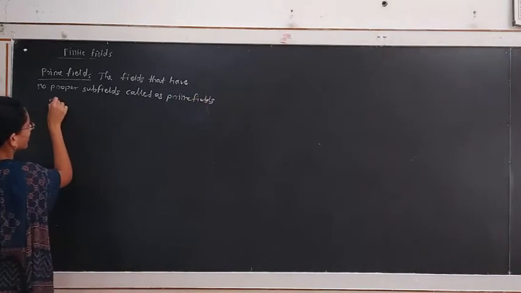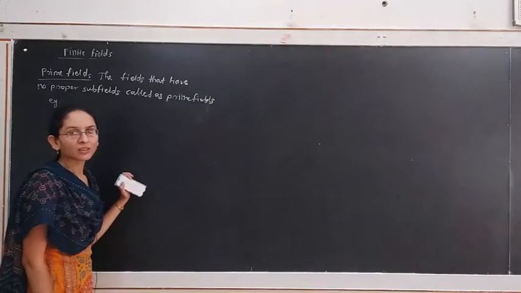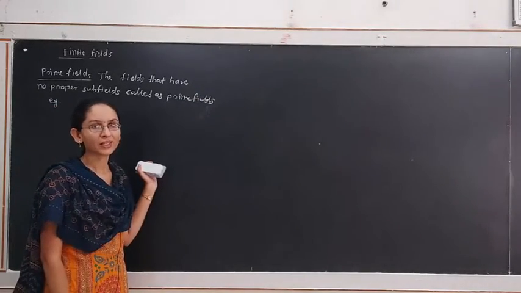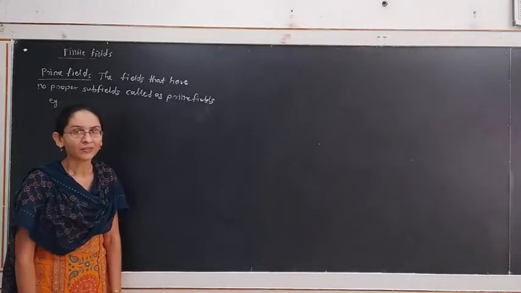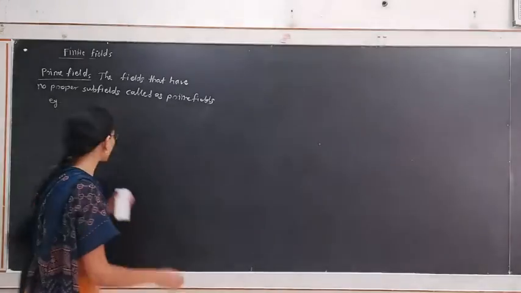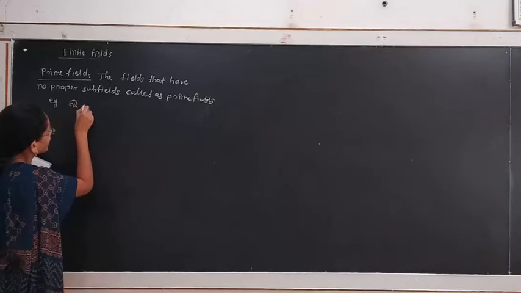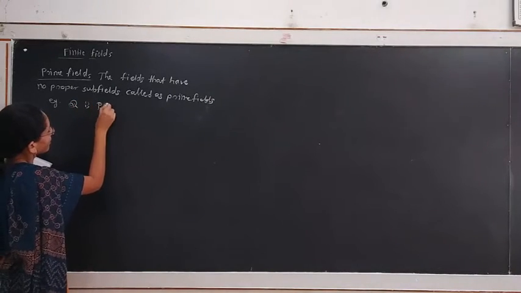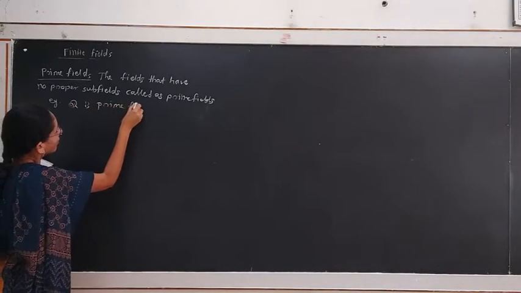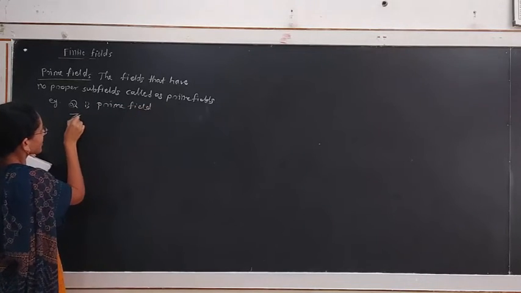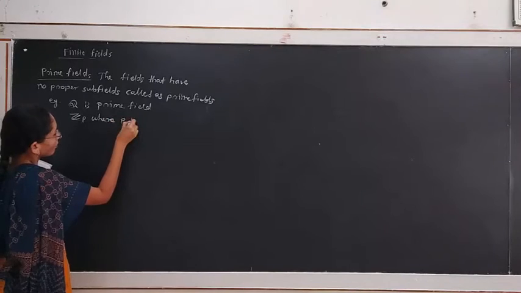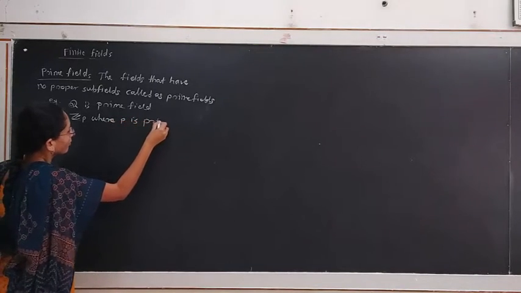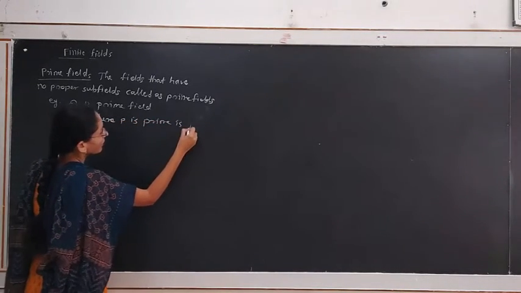For example, we have two prime fields. One is the field of rational numbers, and the other is the finite field with p elements, Z_p. Q is a prime field. Also Z_p, where p is prime, is a prime field.